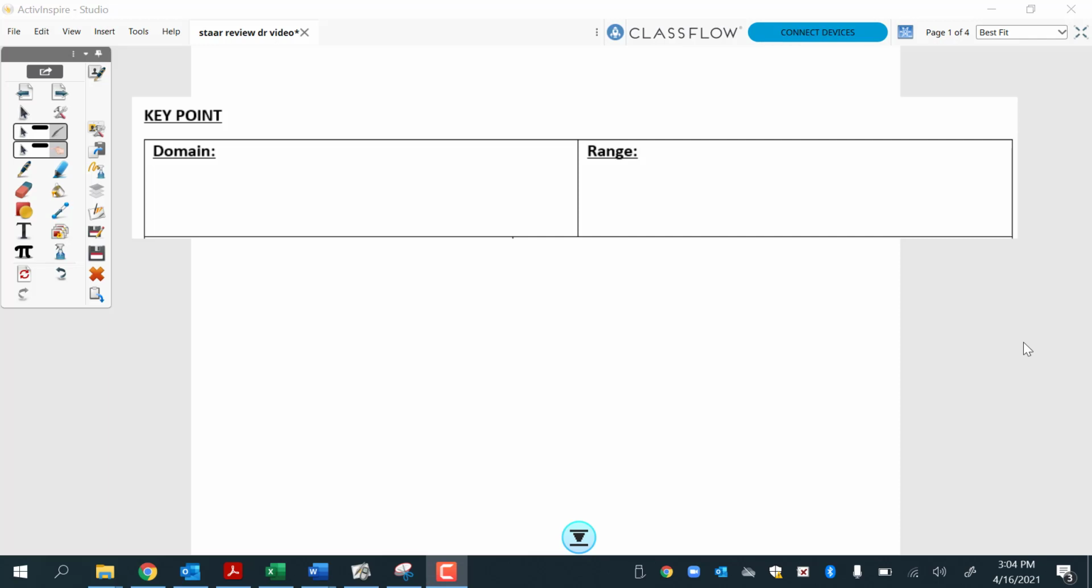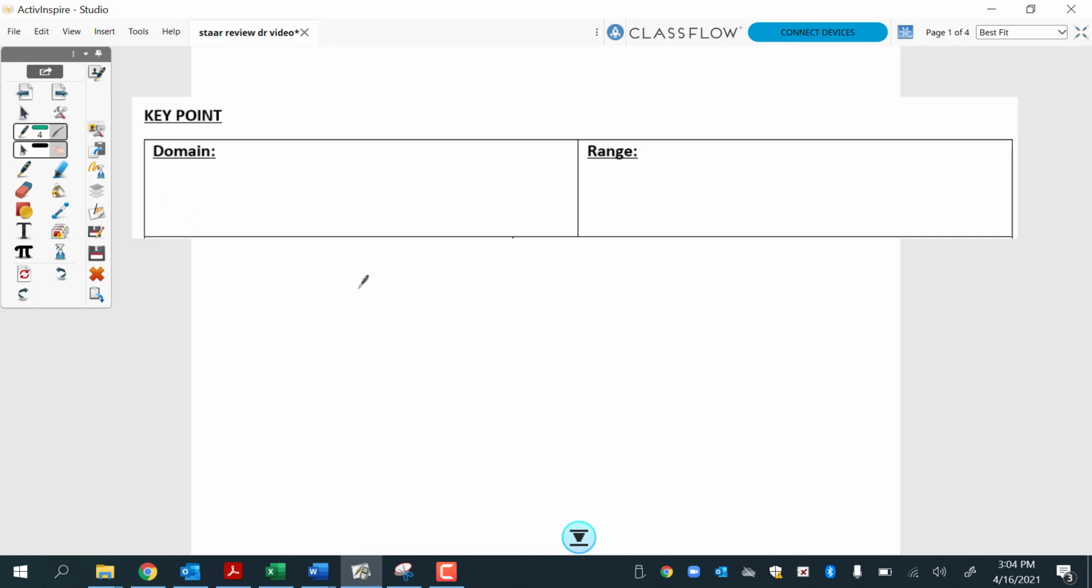Okay, so today is our first STAAR review day. So the first thing we're going to talk about is domain and range, since this is something we learned back in like August when everybody was still online. So we need to make sure we actually understand what this is talking about.